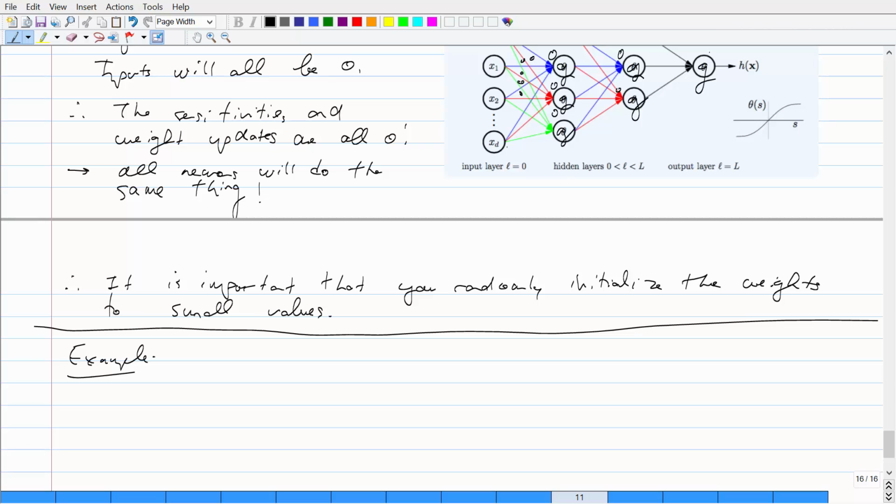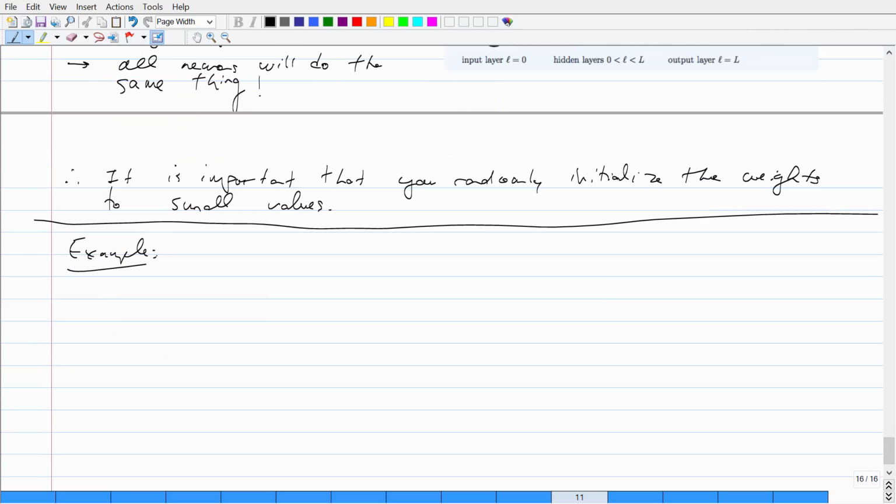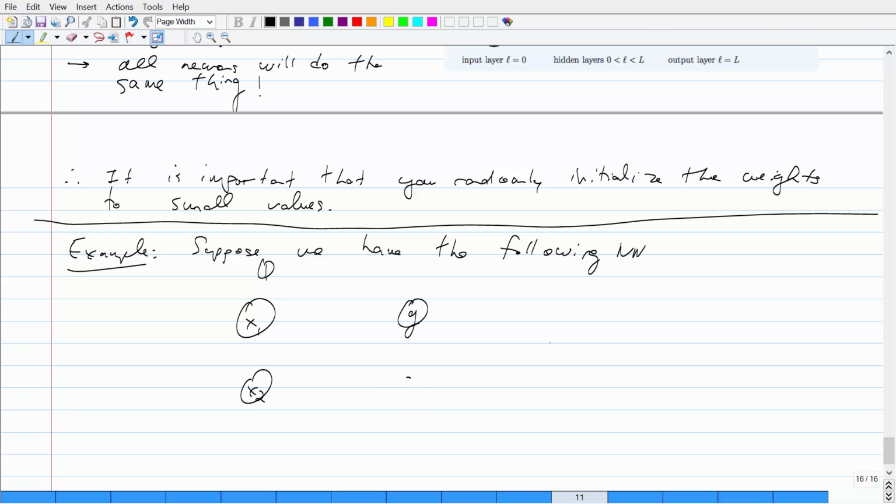So let's actually do an actual training step of how this is actually working. So suppose we have the following neural network. Okay, so it's going to look like this. We have two input neurons, which means that we have two features. We also have a bias as well. Then we're going to have a hidden layer with just two neurons. Also, we have a bias as well. And then we finally have just an output layer with just one neuron.